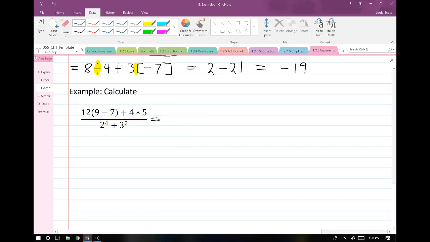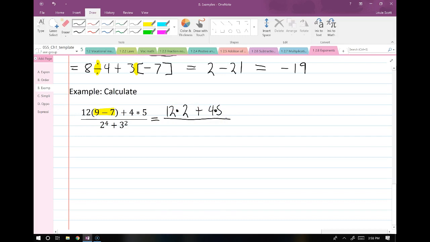So what I like to do when I'm doing order of operations on fractions, because they're both in brackets at the same level, is do one step on the top and one step on the bottom for each step in the equation, if that makes sense. So I ask, what can I do on the top? First, I need to handle everything in the parentheses on the top. So that's all I'm going to do on the first step. 12 times 9 minus 7 is 2. And then plus 4 times 5. So that all stays the same.